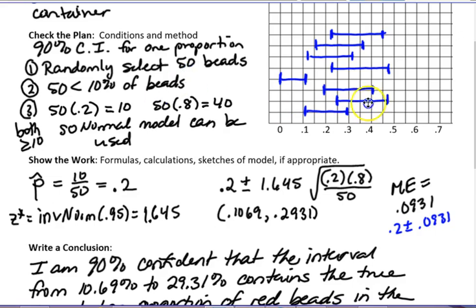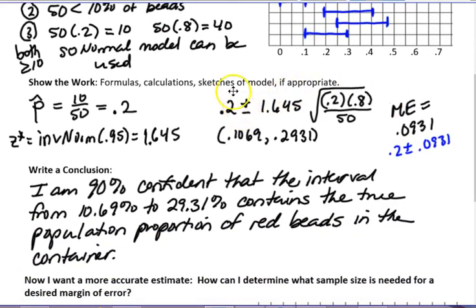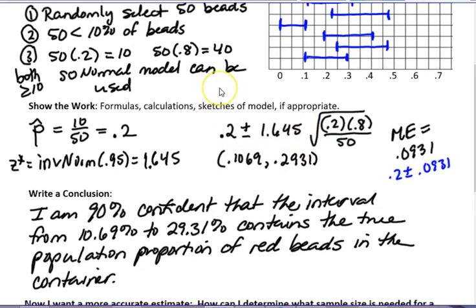All right, now that I know that my conditions are met, here's my p-hat plus or minus my z critical value. Well, I want to do a 90% confidence interval, so I'm going to do inverse norm of 0.95 because that encompasses the middle 90% plus the 5% that's over here. And that's 1.645, so that goes here. And then I'm going to do my standard error of p-hat, which is 0.2 times 0.8 all over 50, p-hat, q-hat over n. And then if I multiply these 2 numbers together, I get a margin of error of 0.0931.